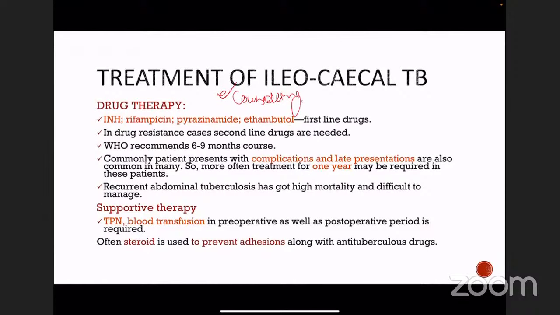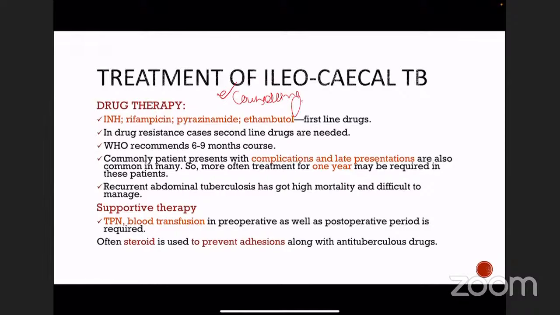After that, you have to start the treatment. First you have to start the anti-tuberculosis medication, which you all know, HRZE: INH, rifampicin, pyrazinamide and ethambutol, the first-line drugs we have to give to the patient. In drug-resistant cases, we give second-line drugs like amikacin, etc. WHO recommends a 6 to 9 months course, but as more complications are seen in abdominal tuberculosis, specifically in a developing country like ours, we need to give these drugs for more than 9 months, that is, 1 year. Recurrent abdominal tuberculosis has high mortality and is difficult to manage. That is why we focus on prolonged treatment, like 1 year of antitubercular drug medication.